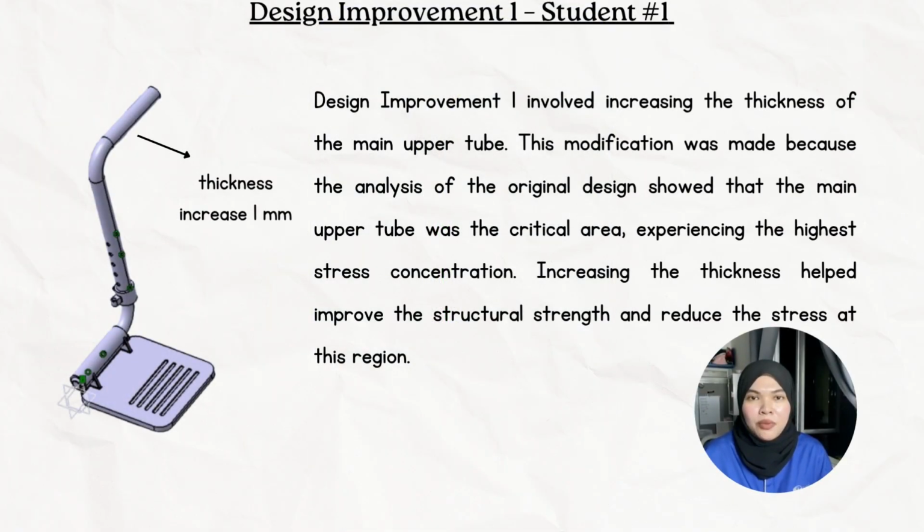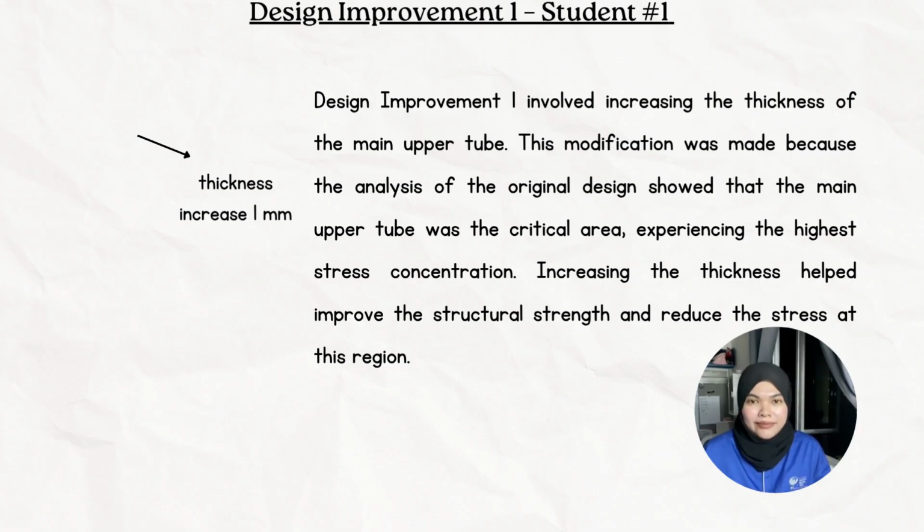For design improvement 1, the thickness of the main upper tube was increased by 1 mm. This modification was made because the original analysis showed that this area experienced the highest stress concentration. Increasing the thickness helped improve the load carrying capacity, reduce stress concentration, and enhance the structural strength of the wheelchair footrest. The simulation result will be compared with the original design in the following slide.